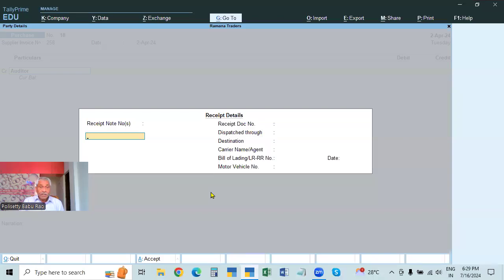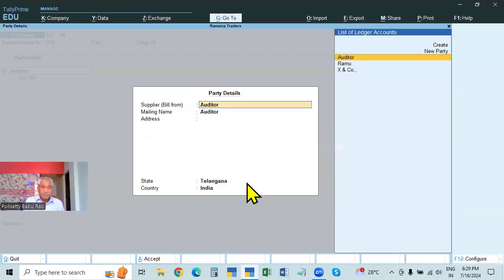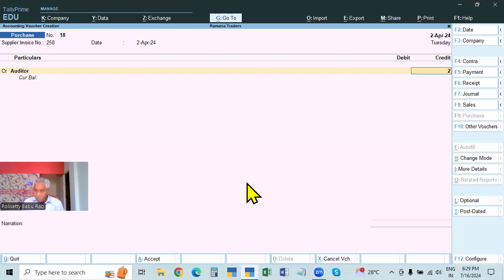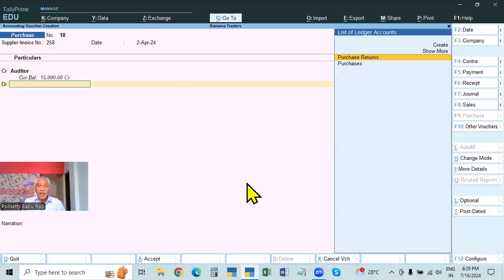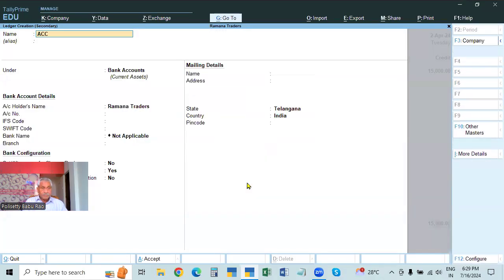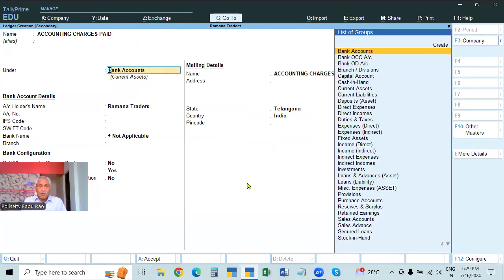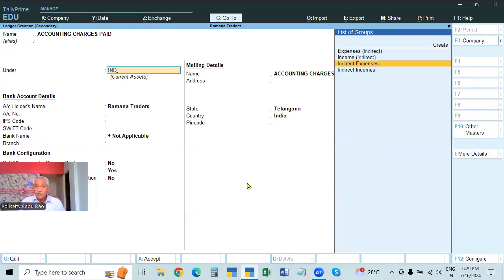So auditor, we are crediting for the services, receipt details are not required. So auditor, for example, 20,000 or 50,000 rupees you paid for the accounting service. Debit and credit is, we are not purchasing goods, we are purchasing service. So for the service we pay the charges. It is called as accounting charges paid. It is an expense to our business. We are purchasing service. It is expense. So we call it as indirect expenses. We leave them out. They are not bothered about that. Only these two.